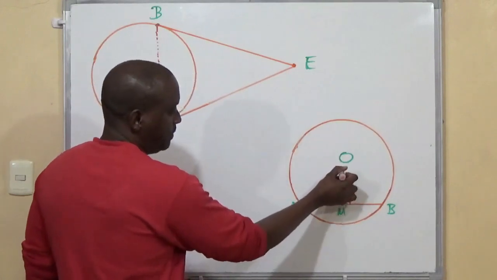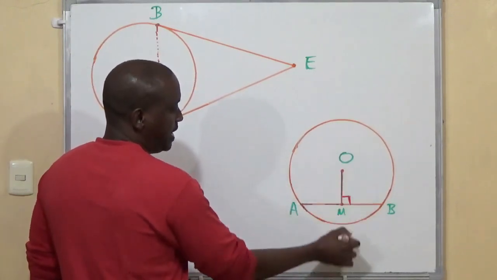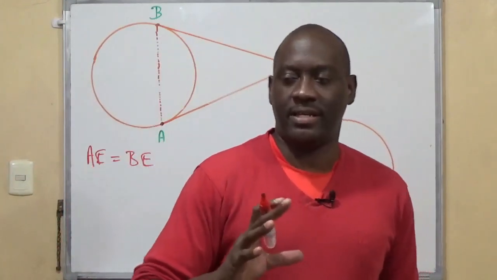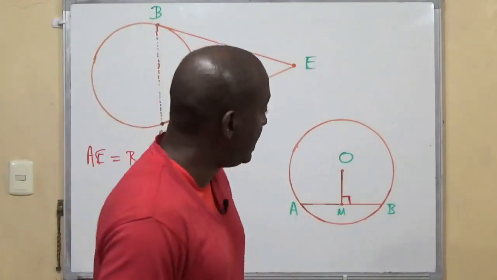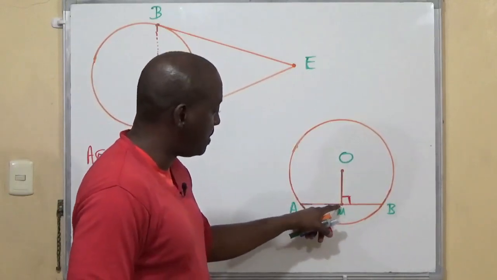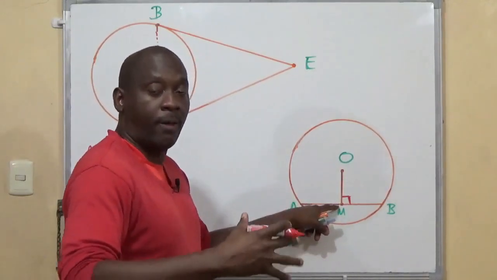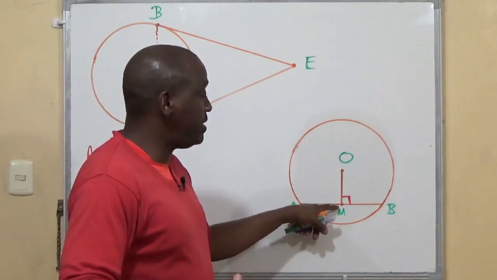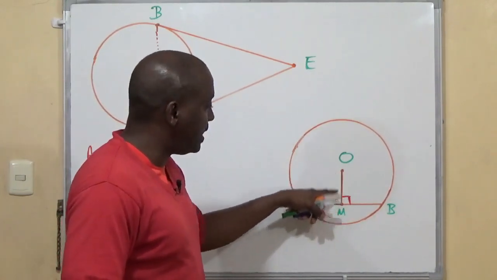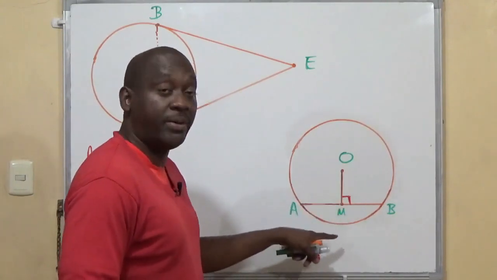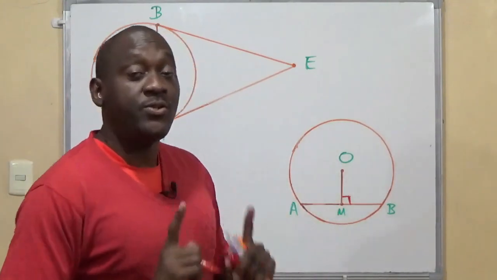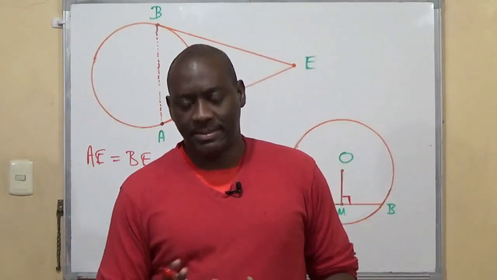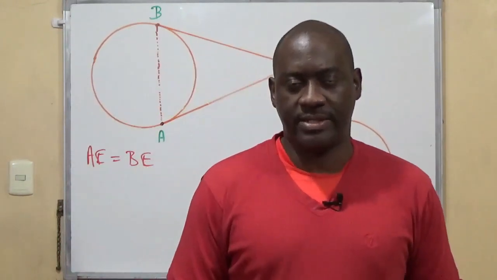So if you have a chord, if you have a line from the center and it meets a chord, unless specifically told that the line from the center cuts the chord at the midpoint, or unless there is other information in the question that will allow you to deduce that the point at which the line intersects the chord is the midpoint, do not assume that, even if it's looking like that.